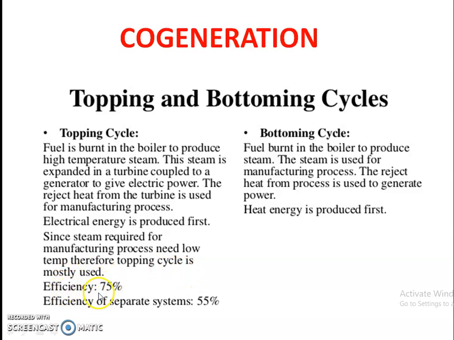The efficiency of this topping cycle is 75%, and without cogeneration, with separate systems, we get only 55%. In the bottoming cycle, the fuel is burnt in the boiler to produce steam. The steam is used for the manufacturing process. The rejected heat from the process is used to generate power. Here, the heat energy is produced first.